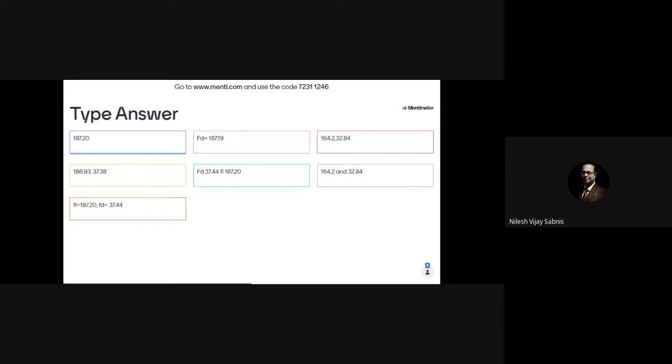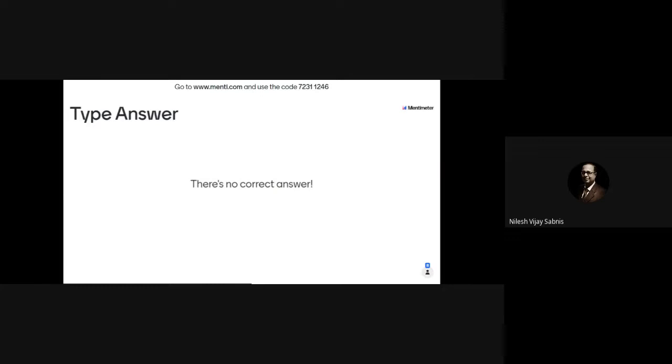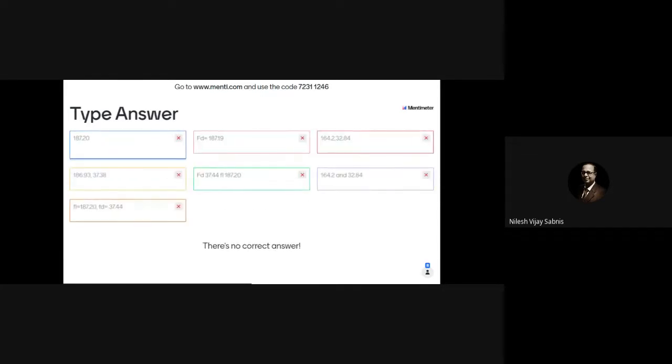It's time up. So these are the answers. It is saying no correct answer, but no, it is. I have not given the answer, so it is saying no correct answer. But correct answer is 187 and 37. 187, that is 186, 187, 37, 32 is wrong, but other things are correct, those who have given the answers. Okay, good.